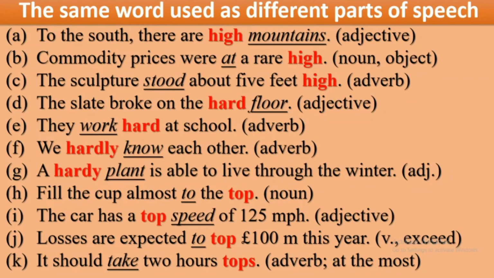In this sentence, hard is an adjective because it is describing the noun floor. Number E, they work hard at school. In this sentence, hard is an adverb because it is modifying the verb work. Number F, we hardly know each other. In this sentence, hardly is also an adverb as it is modifying the verb know.